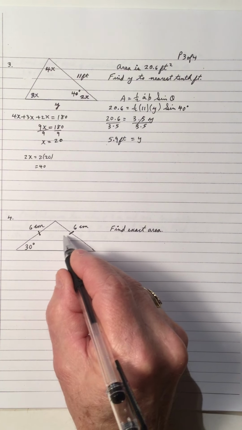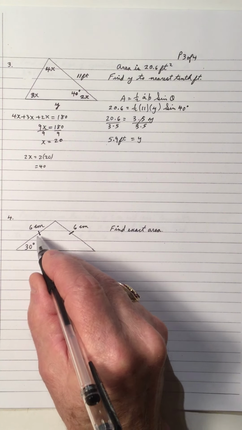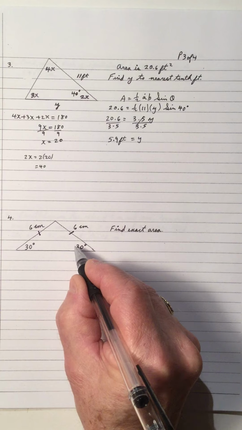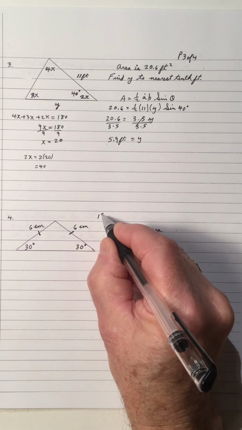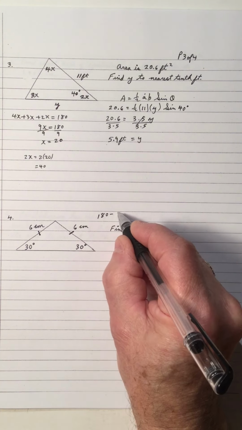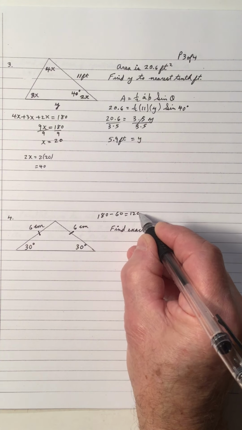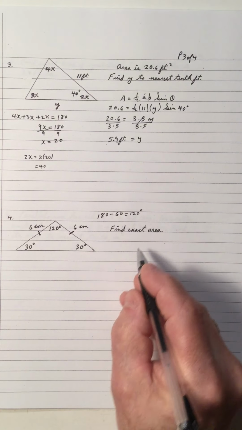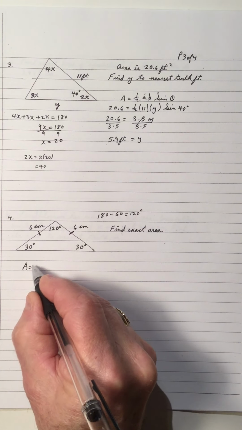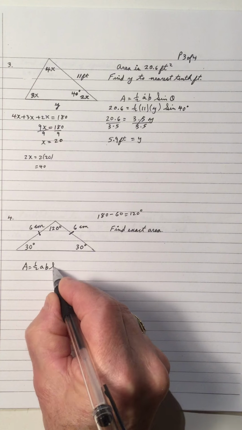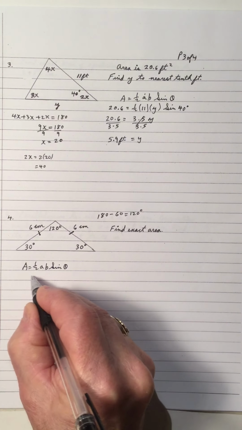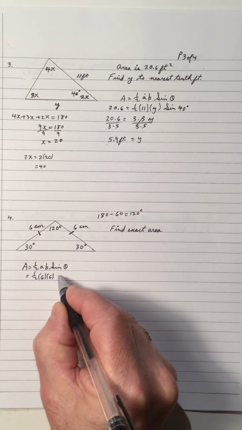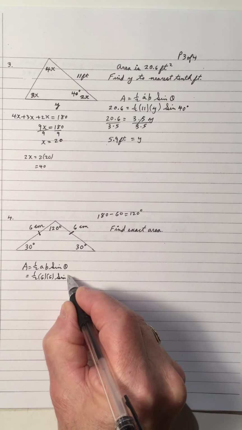So if two sides are equal, the angles opposite those are equal. So that means this angle right here is 30, along with this one. So we have 180 minus these two, which is 60. So that means this angle right here is 120 degrees. So the area is a half of AB sine of the included angle. So that's a half of 6 times 6 times sine of 120.